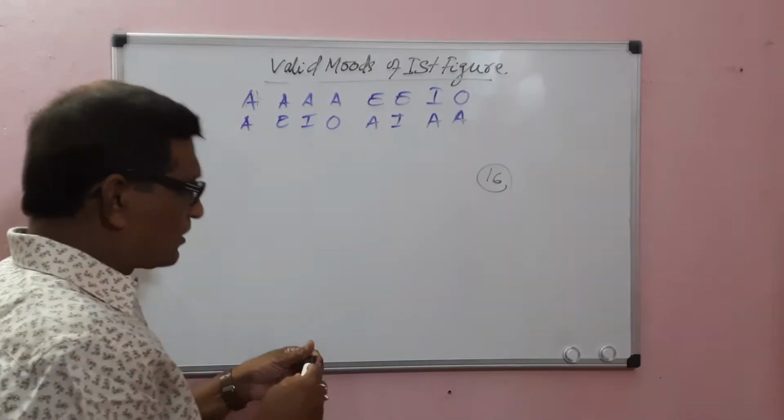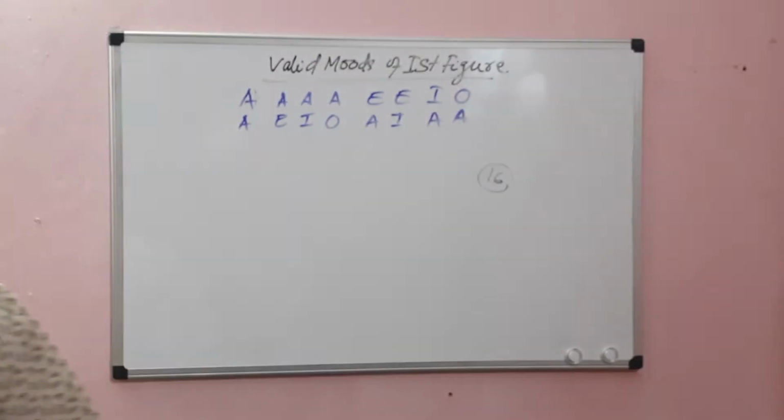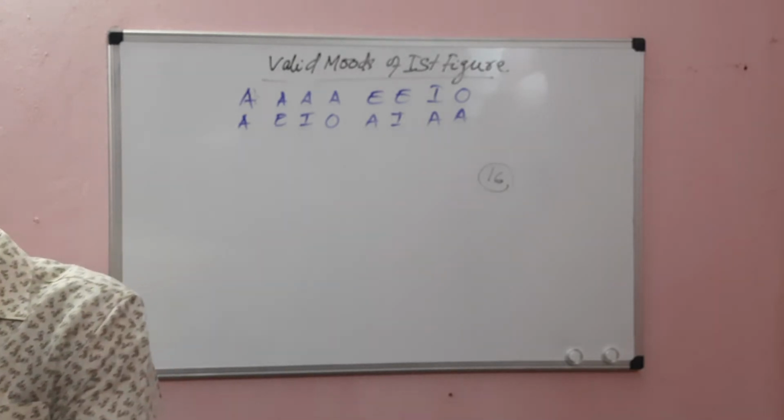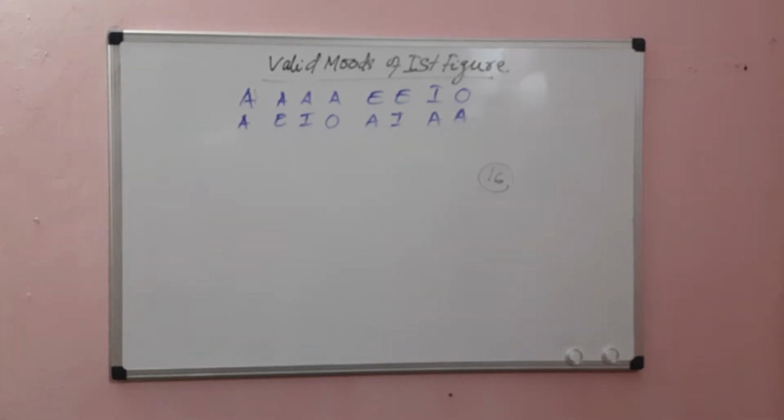Out of these 8 possible moods, we have to determine how many are valid in the first figure, and how many are valid in the second, third and fourth figures. That we will discuss. We have to construct the valid moods. First of all, what is the position of the middle term?